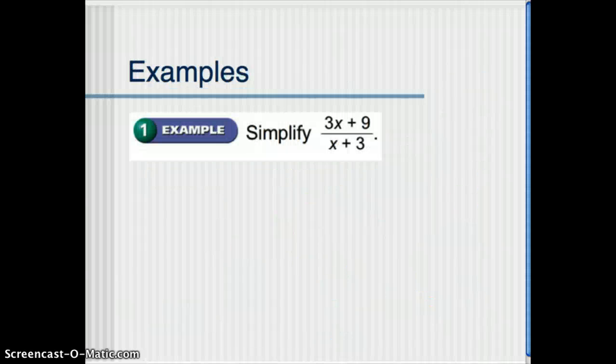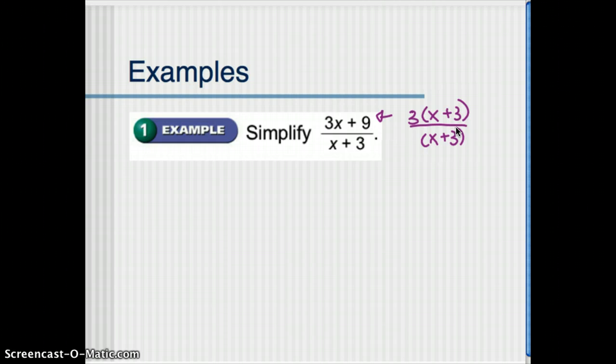Okay, so let's try it. Simplify 3x plus 9 over x plus 3. What you want to do first is factor the numerator and denominator if you can. In that numerator, we can factor out the GCF of 3, and we could call it 3 times the quantity x plus 3, all over x plus 3.